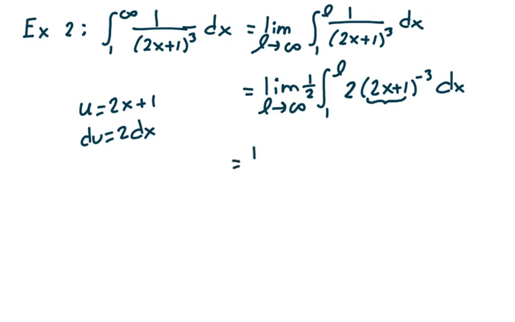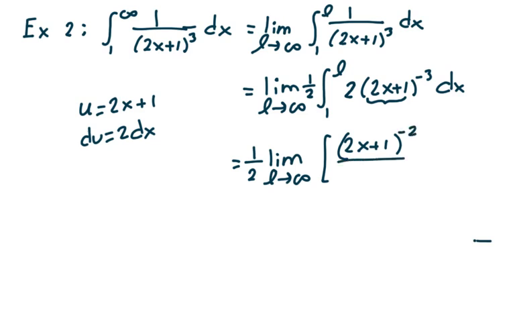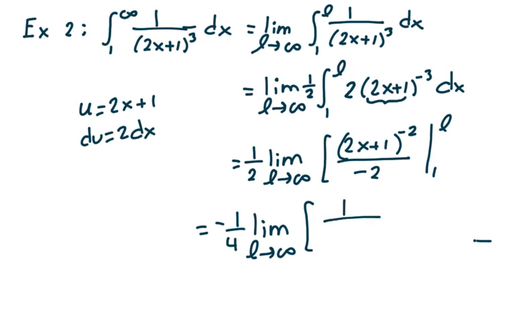And so here, I'm going to pull the 1/2 out in front. I'm going to get the limit as L goes to infinity of (2x plus 1) to the negative 2 divided by negative 2 evaluated from 1 to L. Now, if you don't mind, I'm going to pull that negative 1/2 out in front, and I get negative 1/4 times the limit as L goes to infinity of 1 over (2x plus 1) to the second, evaluated from 1 to L.